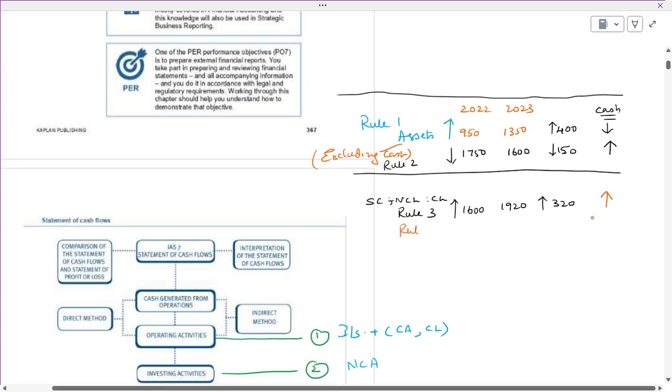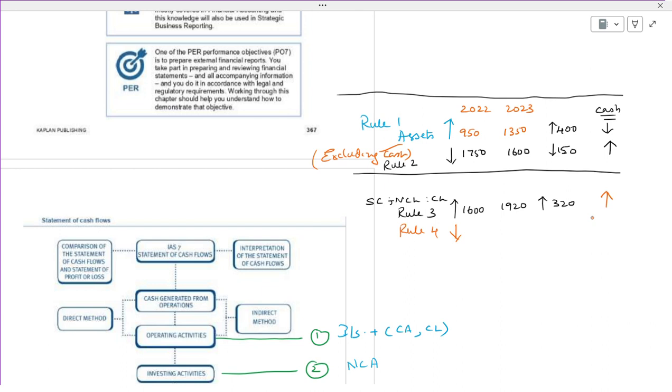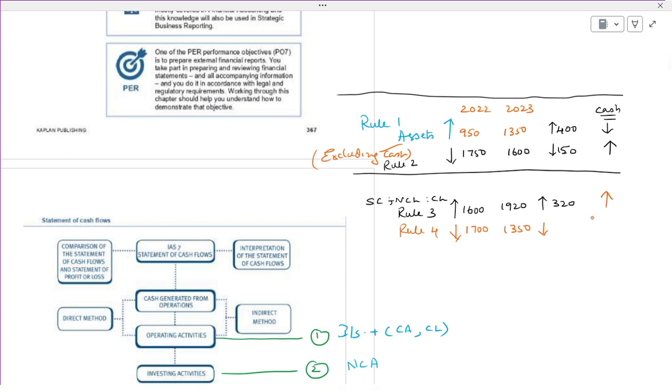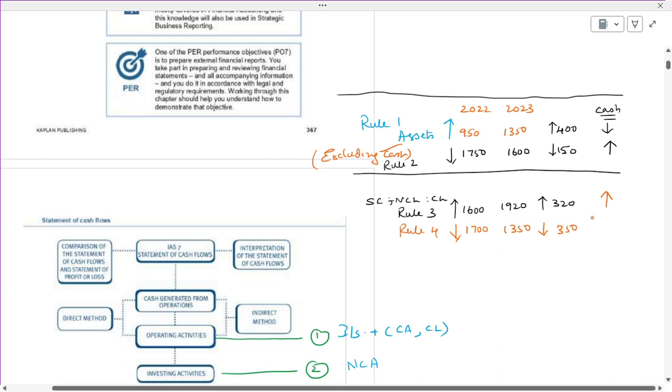Rule number 4. When liability decreases, you have paid payables, you have paid the loan. You have a liability of 1700. The liability decreases to 1350. What is the difference? The difference is 350. What will happen to cash? Cash will decrease.